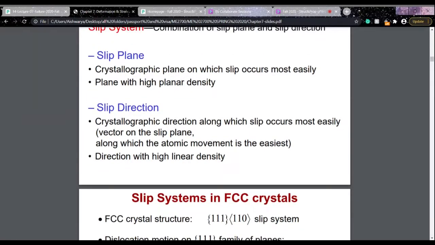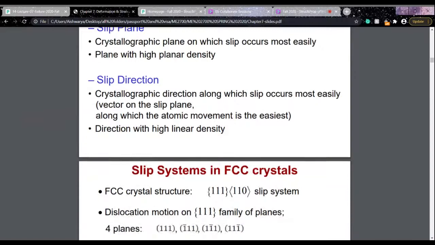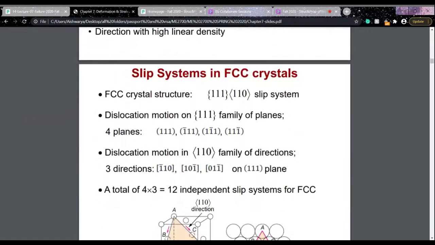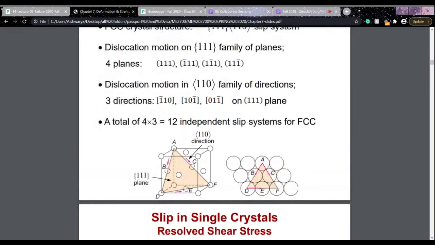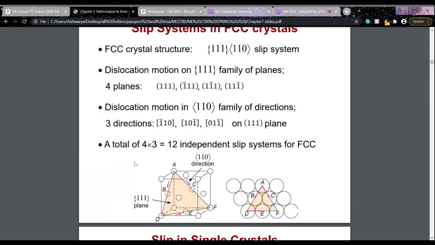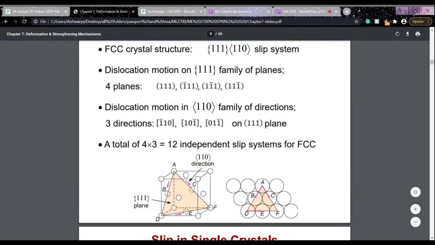To define the slip systems in crystal structures, the most common are the FCC and the BCC crystal structures. In FCC, the most common slip system is the family of 111 planes and the 110 direction. This 111 plane is the triangular plane which you can see here, the densely packed, or most closely packed, plane of an FCC crystal structure. The direction along this is the 110 direction. So in FCC, you have 12 independent slip systems possible.